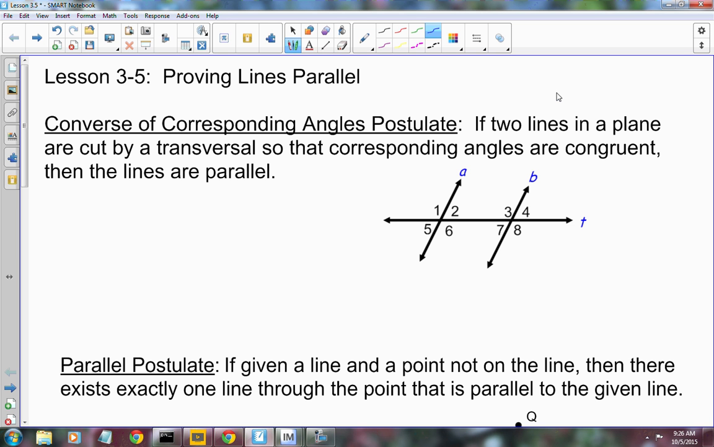Today we're going to work backwards. Okay, we're going to say if you can show these special relationships, then you can have parallel lines. This is basically the converse of all the ones that we learned last week. So the first one is the corresponding angles postulate. It says that if two lines in a plane are cut by a transversal so that corresponding angles are congruent, then the lines are parallel.